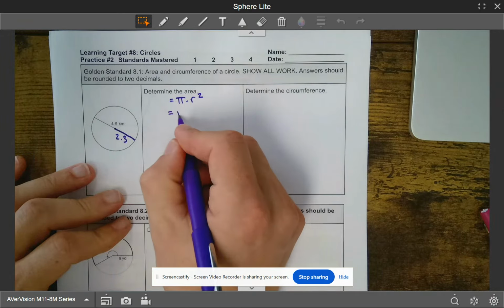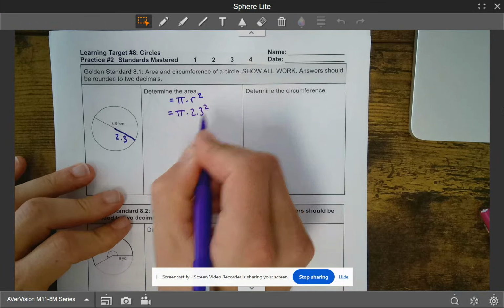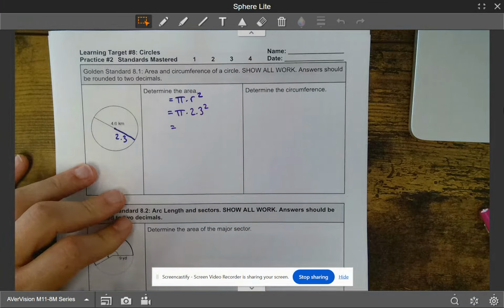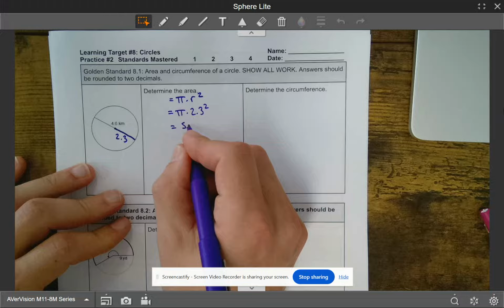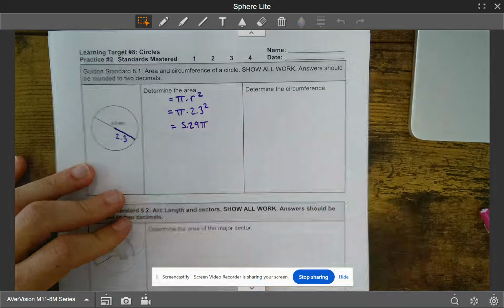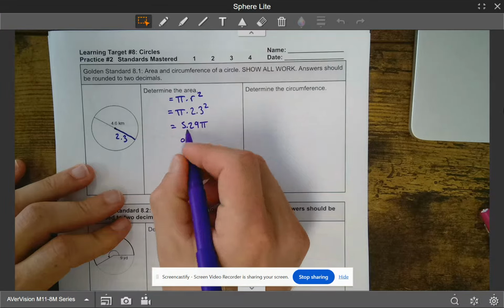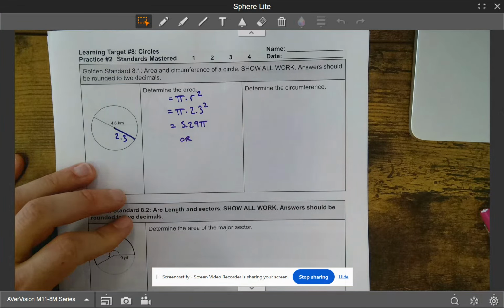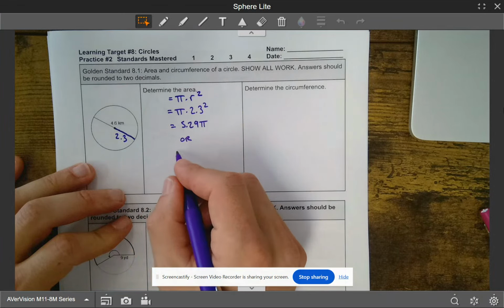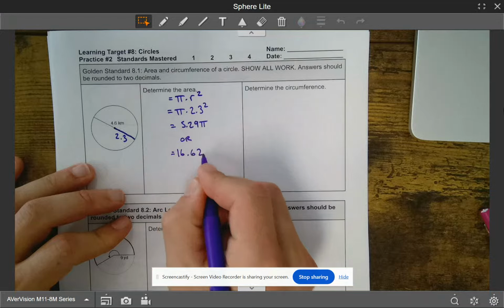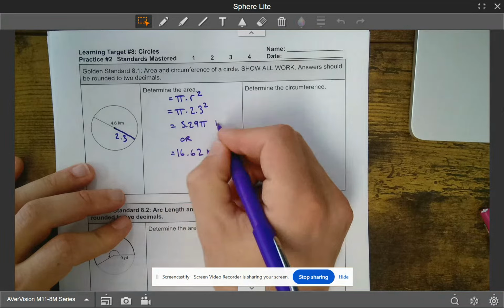So therefore, pi times 2.3 squared. Squared means to multiply it by itself. 2.3 times 2.3 is 5.29. So we could write our answer as an exact answer, 5.29 pi. Or we can multiply 5.29 times pi to get an approximate answer of 16.62. And then we shouldn't forget units.